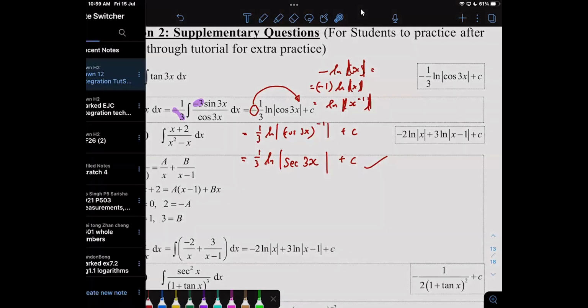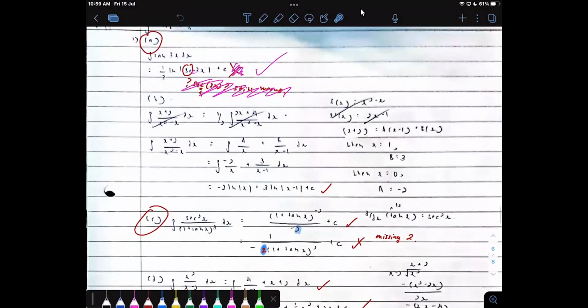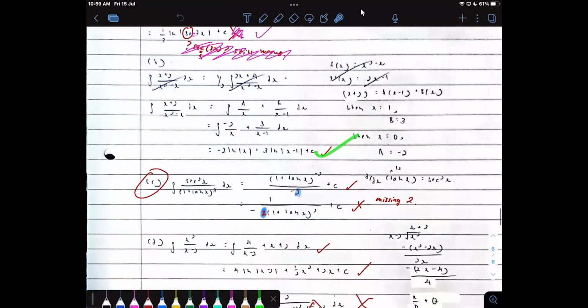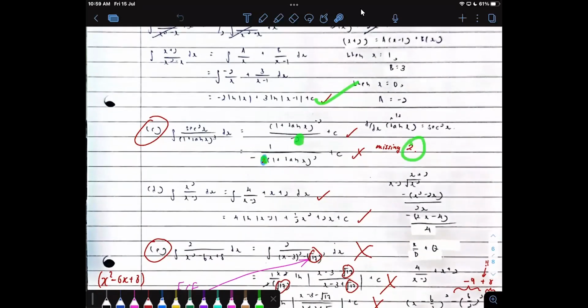Let's take a look at your next question. 1B, correct. Okay, nothing to go through. Part C, what happened? You forgot a 2 here, divide by -2, that you have 2 at the denominator. Okay, but otherwise it's fine. Part D is fine.